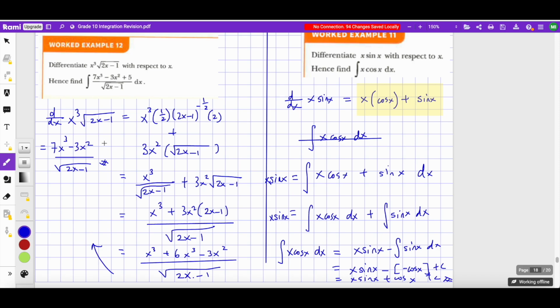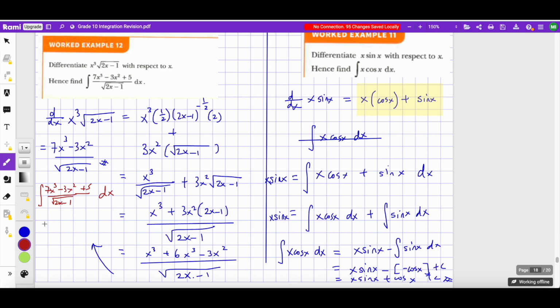Now, we want to integrate that: 7x cubed minus 3x squared plus 5 over root of 2x minus 1. Notice that the difference between what we have differentiated and what we need to integrate, there's a plus 5 missing. All right, so what we can do is we can just go ahead and integrate that function. Just write it down. We're going to put a plus 5 dx, all right? So what is basically the difference between the top and the bottom? One is that there's a plus 5, all right?